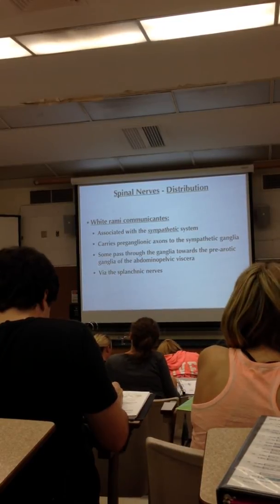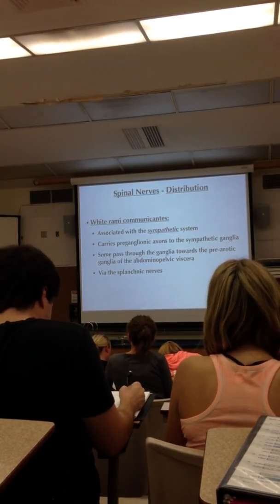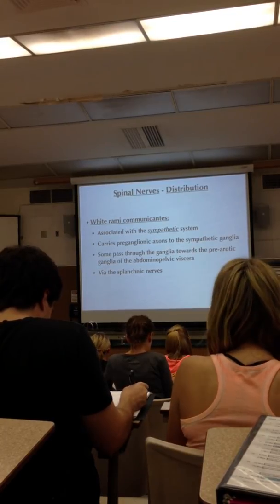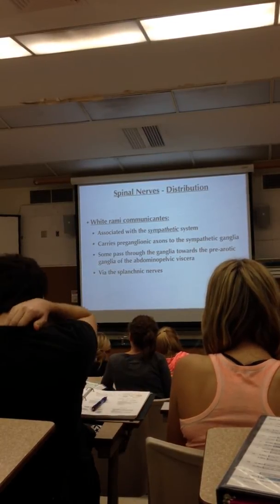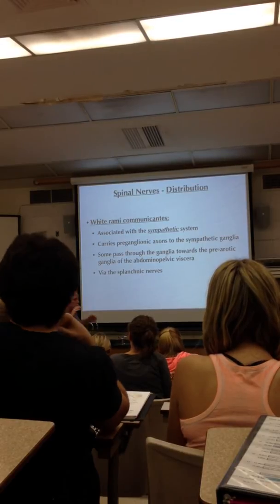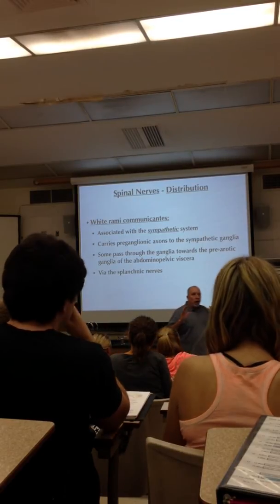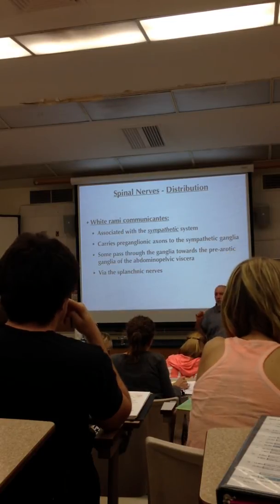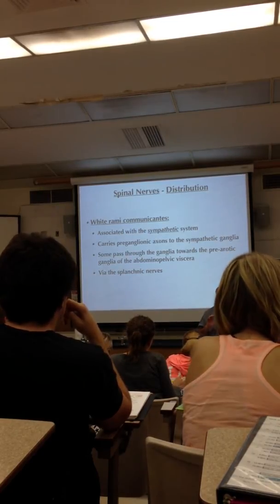The white rami has myelinated axons, and what we're going to see in the sympathetic system, you have two neurons. What do we mean by that? When we, in the somatic nervous system, where do those axons go to? What type of effectors are those?